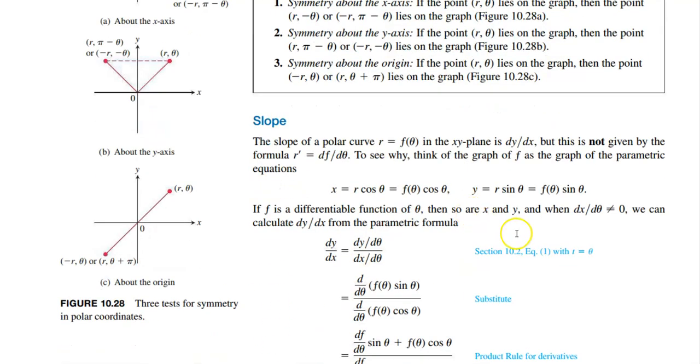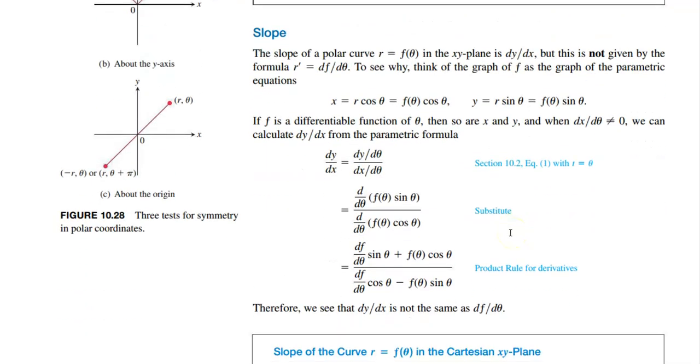So next up, we'll look at slope. The slope of a polar curve, r equals f of theta, in the xy plane is dy/dx. But this is not given by the formula r prime equals df/d theta. To see why, think of the graph of f as the graph of the parametric equations x equals r cosine theta, which is f of theta cosine theta, and y equals r sine theta, which is f of theta sine theta.